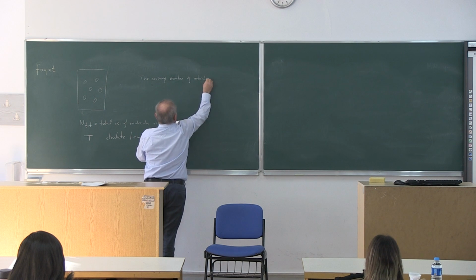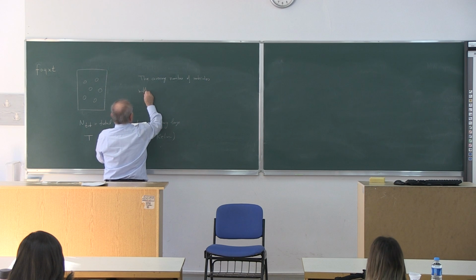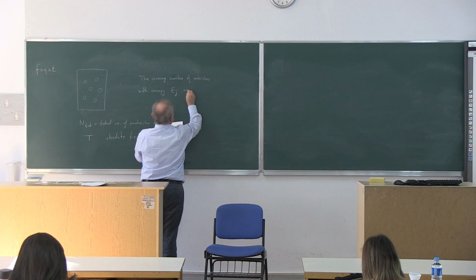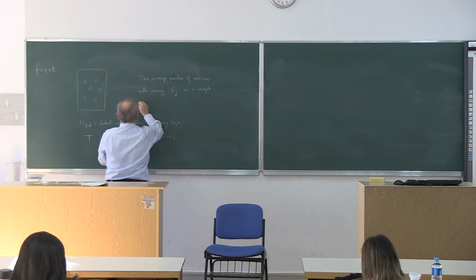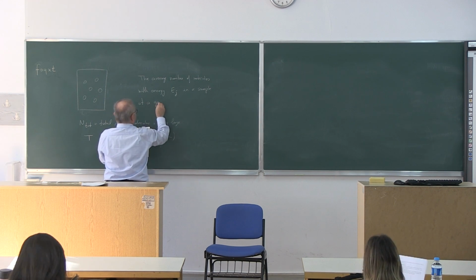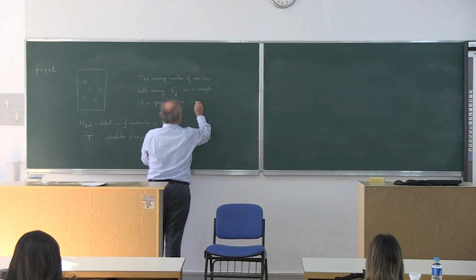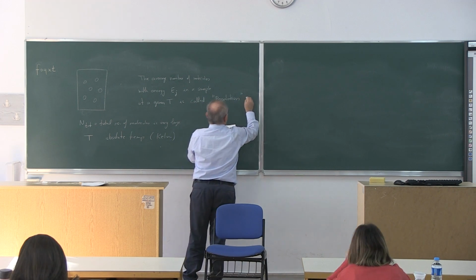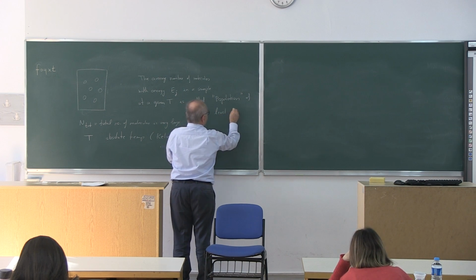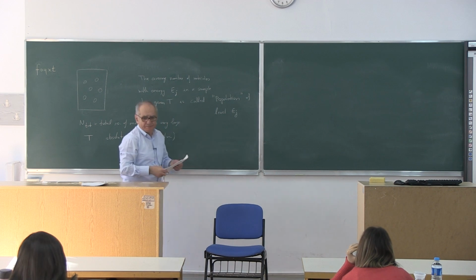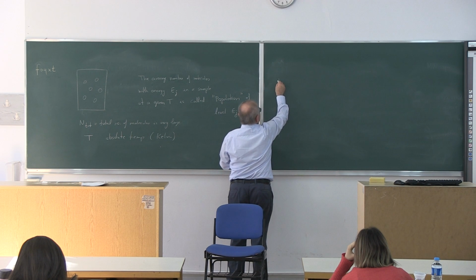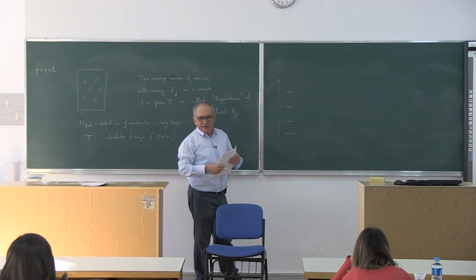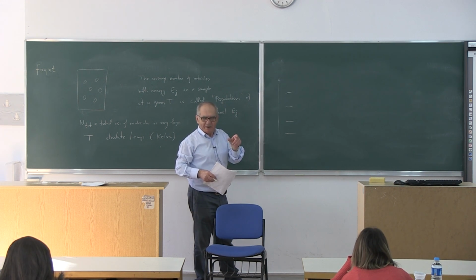of molecules with energy E sub j, j energy level. This is in a sample at a given temperature. It's called population of energy level E_j. Remember, previously we talked about occupation numbers of an energy level. This concept is very similar. In fact, it's almost the same thing.